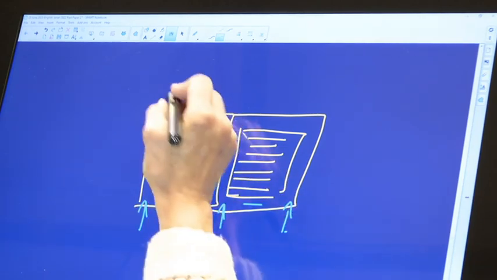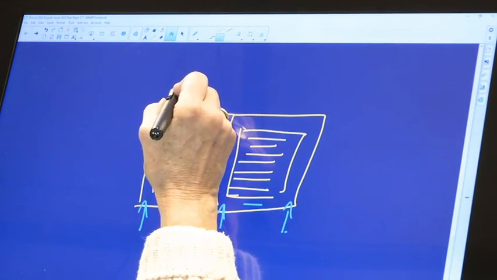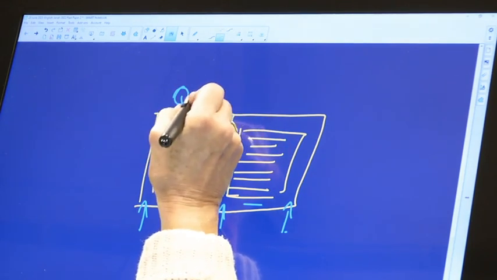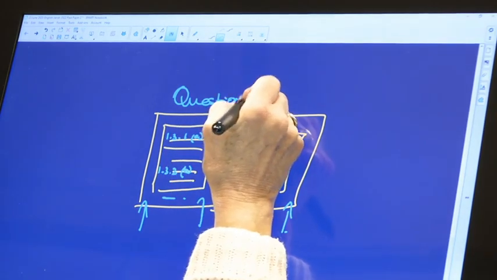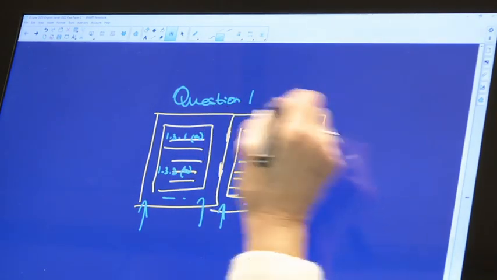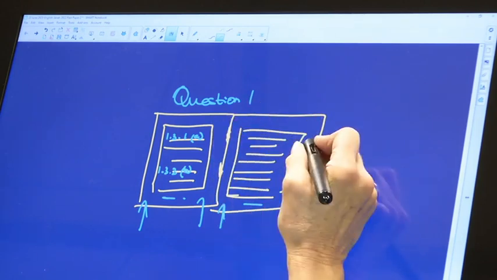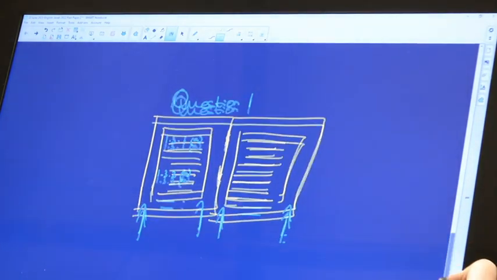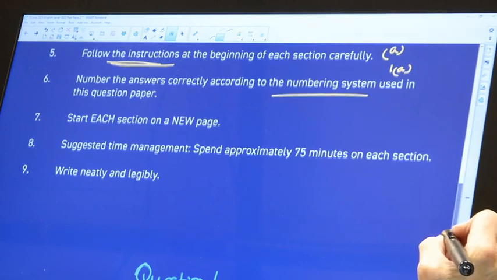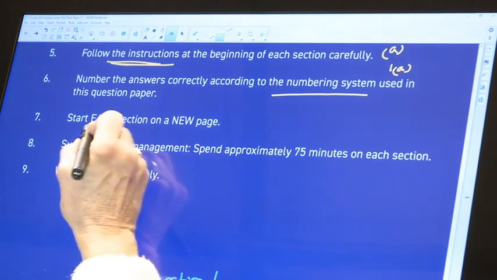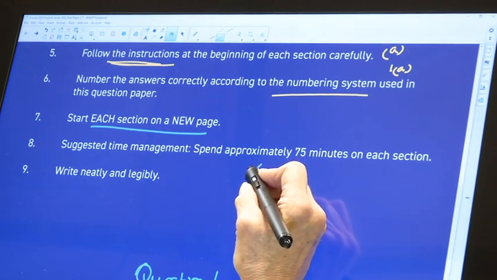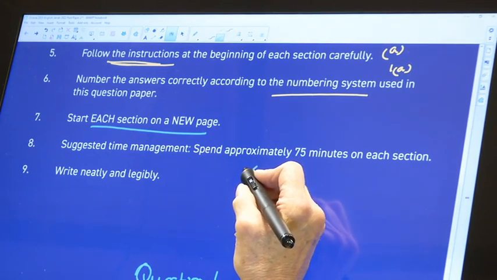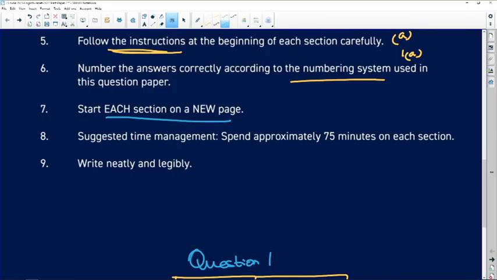And they also would like, I see the Western Cape says, please won't you go question 1, section A or whatever. They want you to make it very clear for the marker. So the whole idea is make it easy for the marker and easy for yourself. Start each section on a new page. That's because there are different markers for the different set works. So help the marker find your questions.